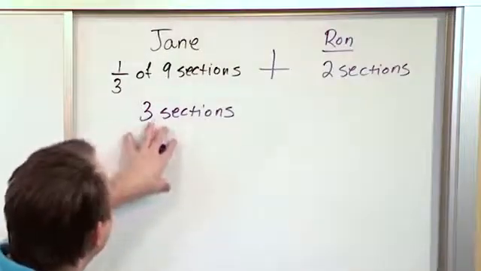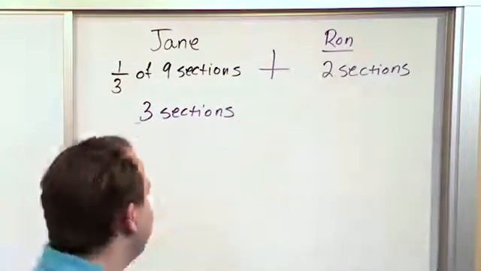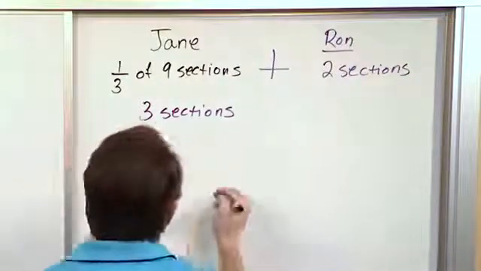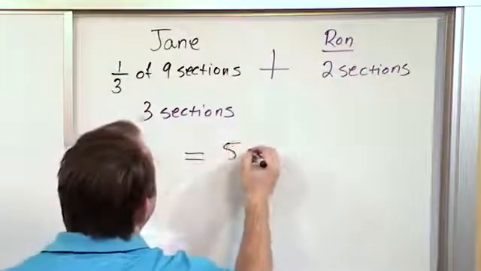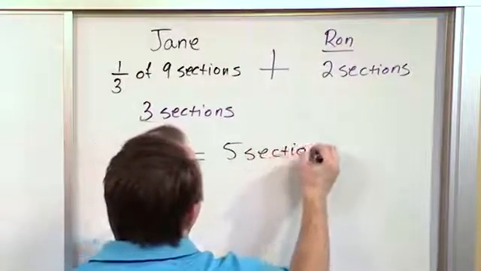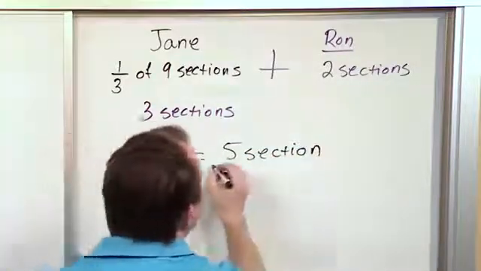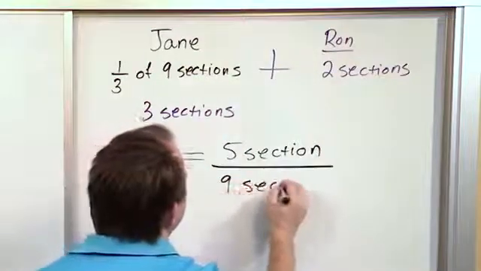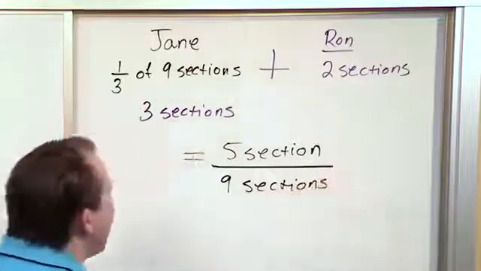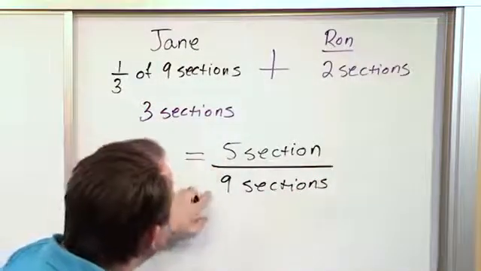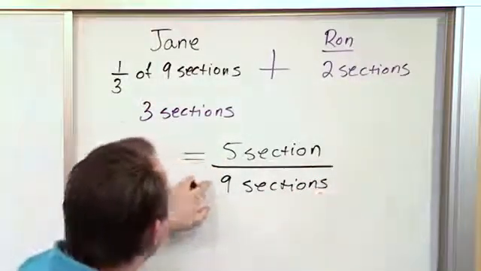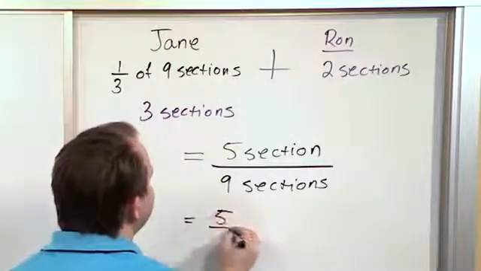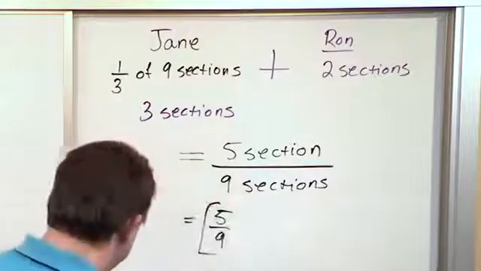So Jane actually ate 3 sections, and Ron ate 2 sections. So if we add them all together, 3 plus 2, they actually ate 5 sections. They actually ate 5 sections, but the actual orange had 9 sections. Remember the definition of a fraction. It's part over whole. The whole orange has 9 sections. Altogether, these people actually ate 5 sections. So how much of the orange did we eat? 5/9 of the orange. That's how much we ate.